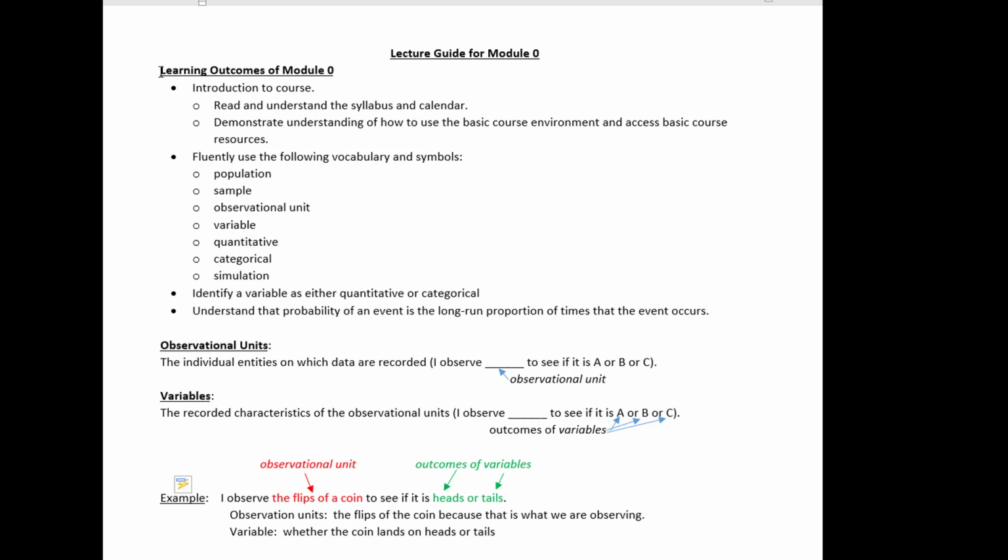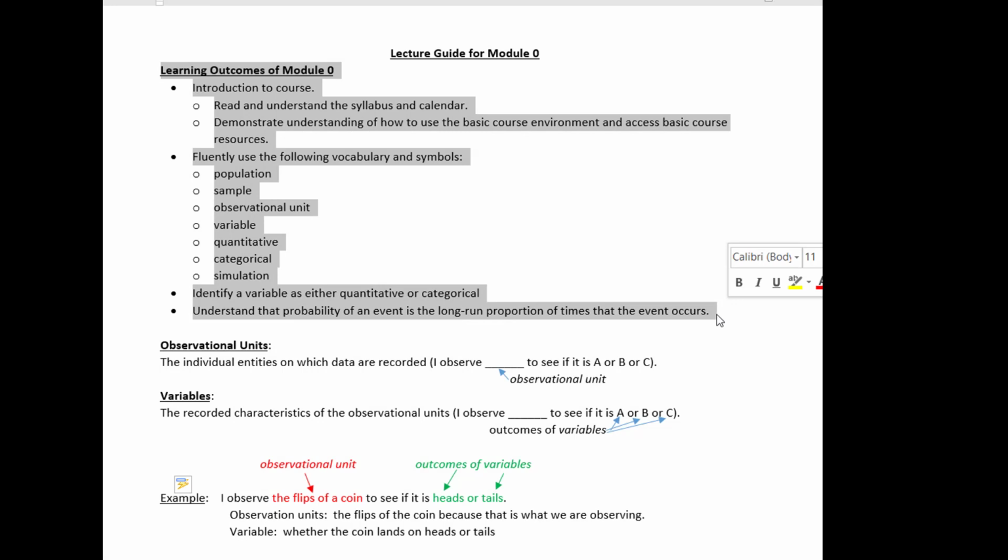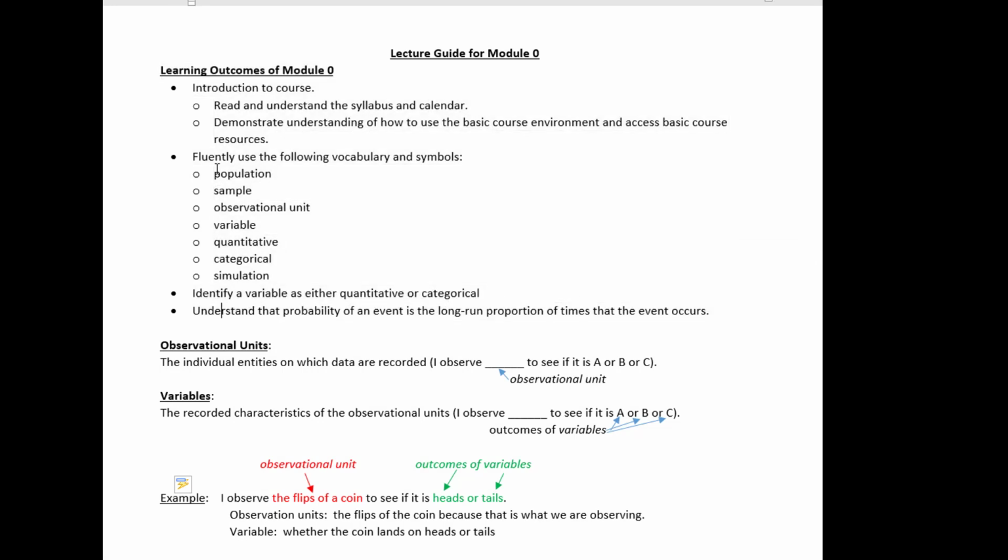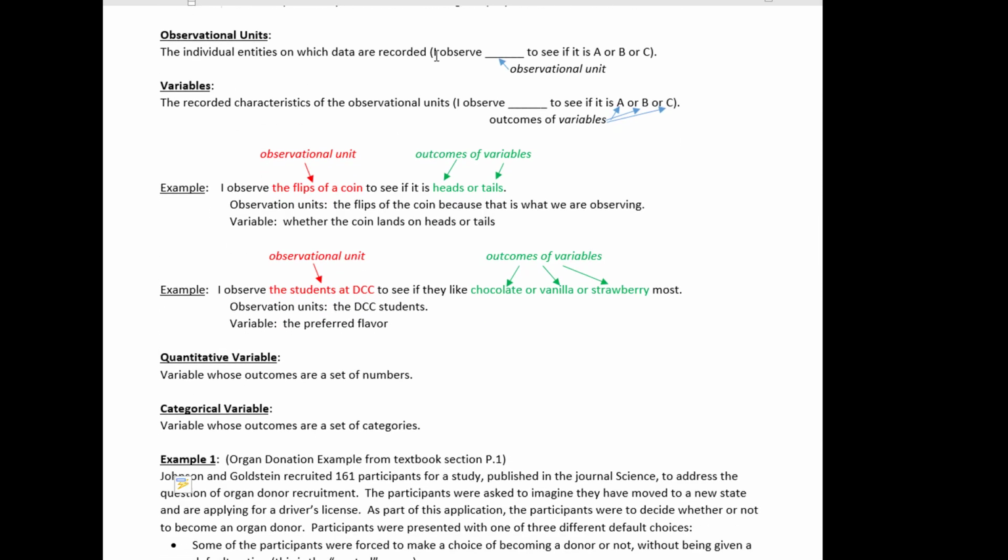Please note, most lecture guides will start with learning outcomes, including vocabulary and notation, and also a list of things that you should be expected to understand by the time you're done with your learning and reading and videos and homework. So in this first lecture guide, you'll notice a few basic vocabulary words: observational units, variables, quantitative and categorical variable. So this is a statistics course.